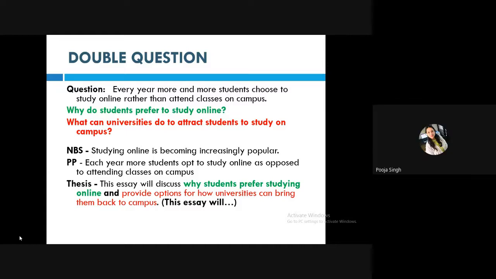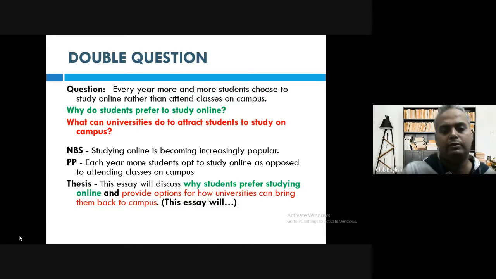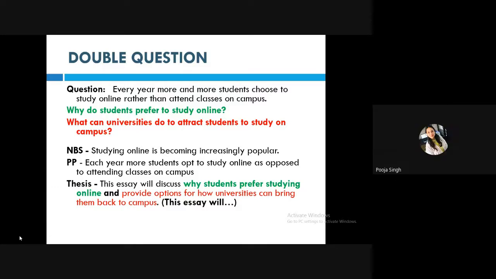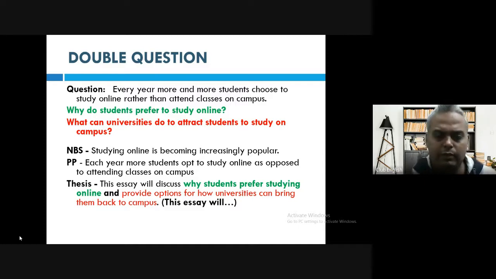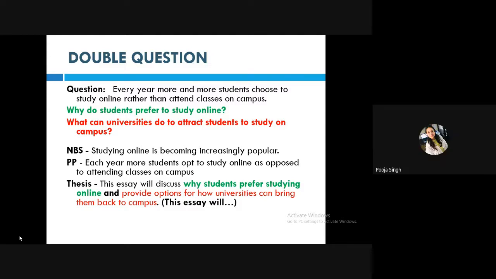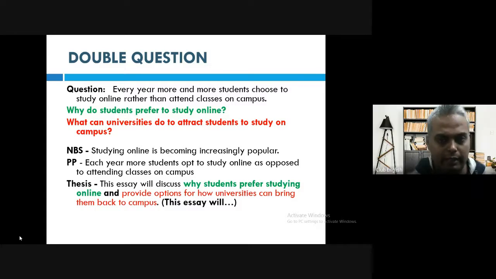Sir, can you also show one more example of this double question? I don't have any example right now. It is very easy to understand. You can check it online, and you can easily try it. If you are not able to, do let me know, and I'll be helping.